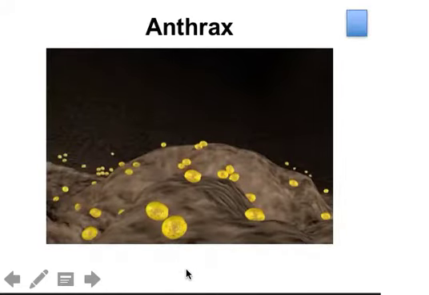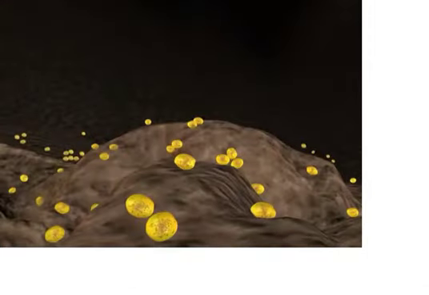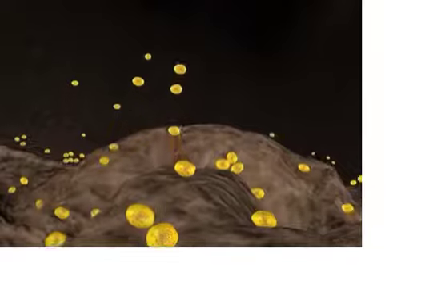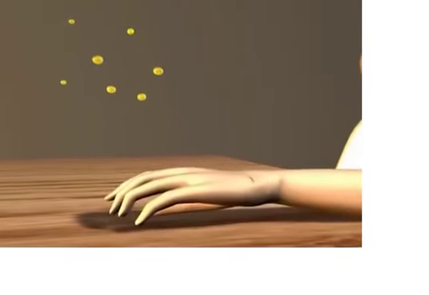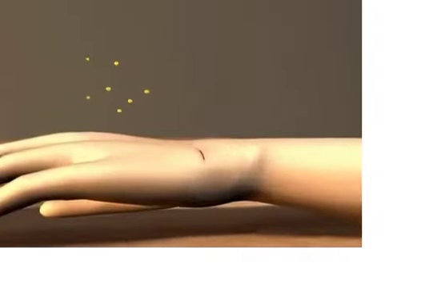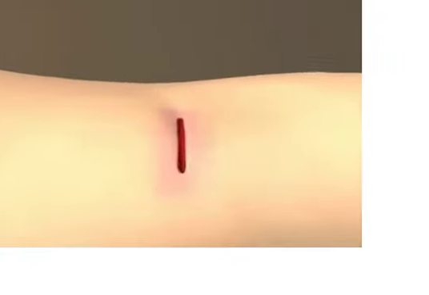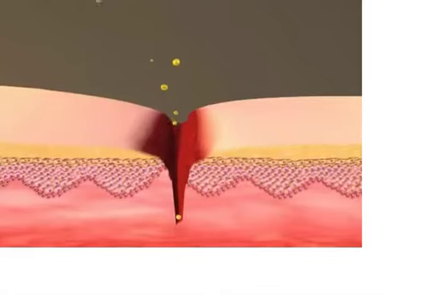Here's anthrax. Anthrax is an often fatal bacterial infection that results when the endospores of the bacteria are introduced into the body from one of three ways. One form of infection is initiated when the endospores enter through a cut or abrasion in the skin. This is known as cutaneous anthrax. Once inside the skin, the endospores migrate to the bloodstream.